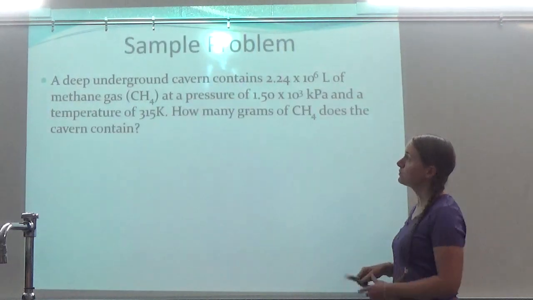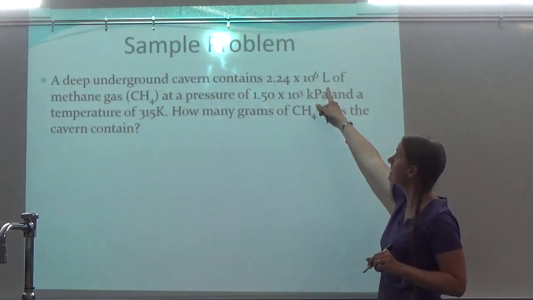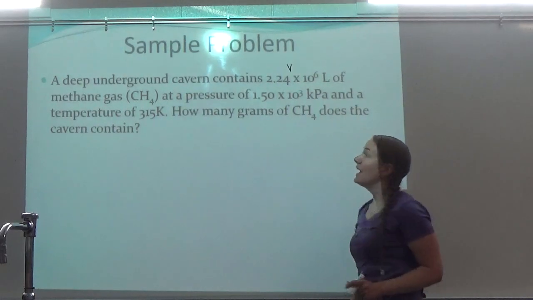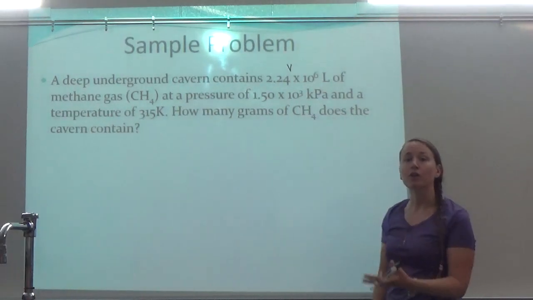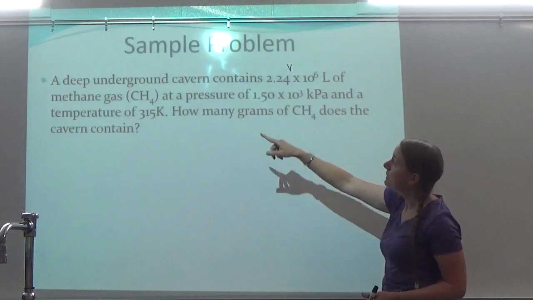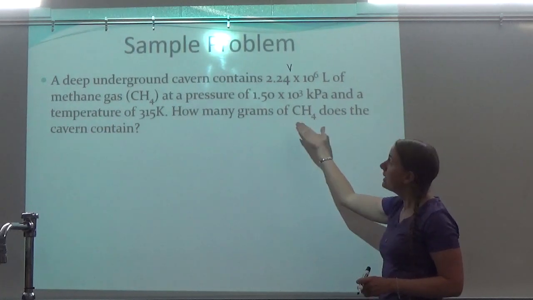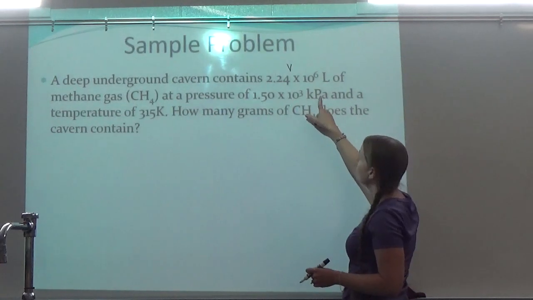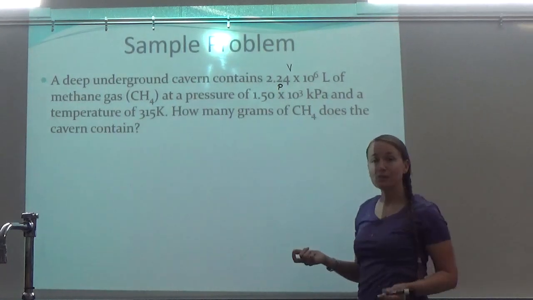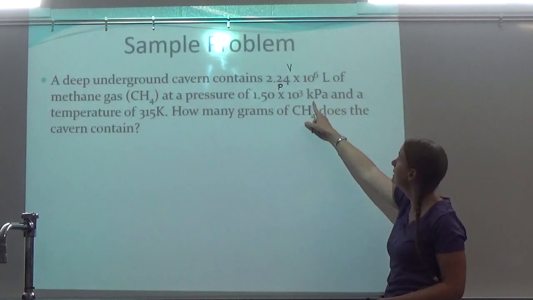So here's our first one. It says a deep underground cavern contains 2.24 times 10 to the 6th liters of methane gas. So that is my volume. And for the ideal gas law, volume does have to be in liters, so that one's okay to stay as is. The methane gas, CH4, is at a pressure of 1.50 times 10 to the 3 kPa. So that's my pressure, and for the ideal gas law, pressure does need to be in kPa, so that number is fine the way it is.